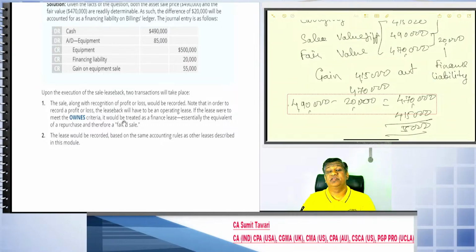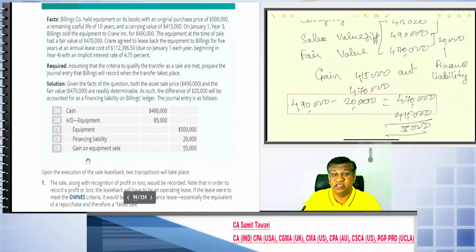Okay, so if I'm going to utilize the full life of the asset or going to pay the full amount of the asset, then we need to consider this as a finance lease. We can recognize the gain only in the case of an operating lease. So the lease would be recorded based on the same accounting rules as the other leases described in the module. Okay.